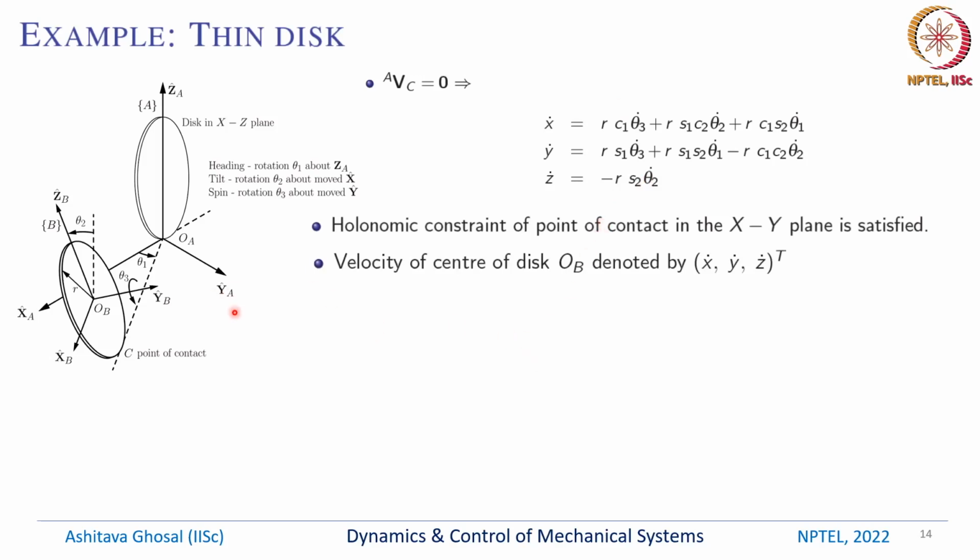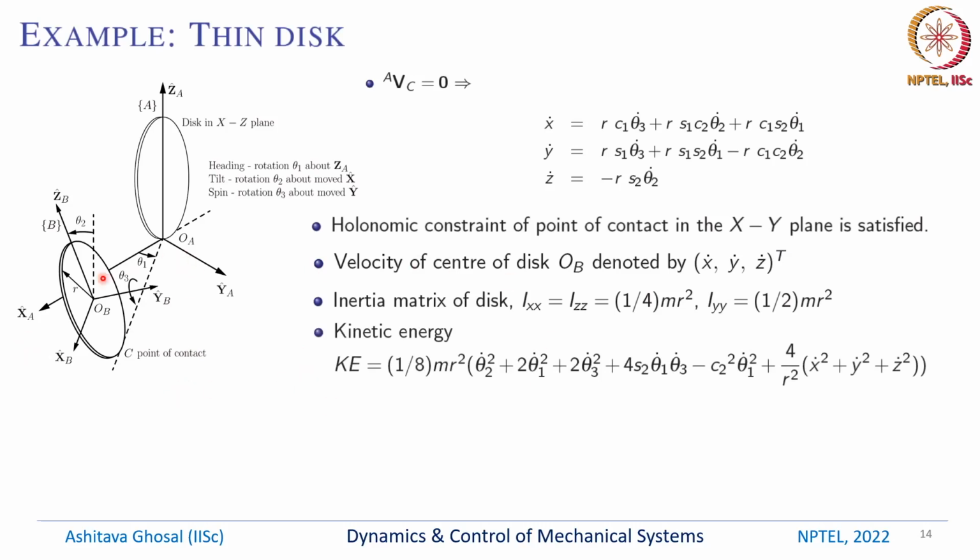So as I said, the velocity of the center of the disk OB is x dot, y dot, z dot. The inertia matrix of the disk is Ixx, so the disk is in the xz plane. So Ixx is equal to Izz, which is 1/4 mr square. The inertia about the y-axis is half mr square. These are available in any standard textbook for a thin disk.